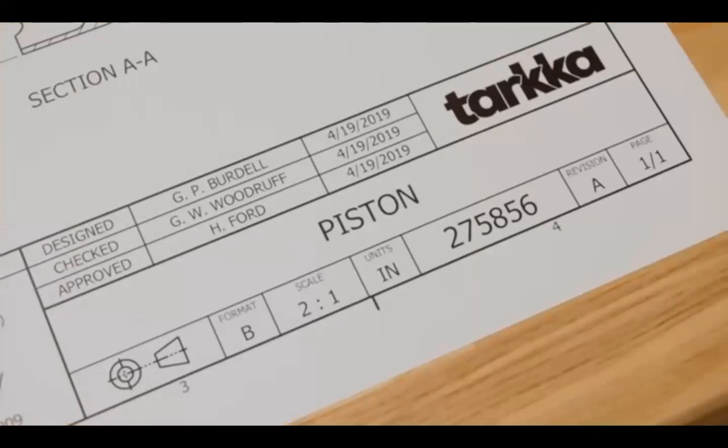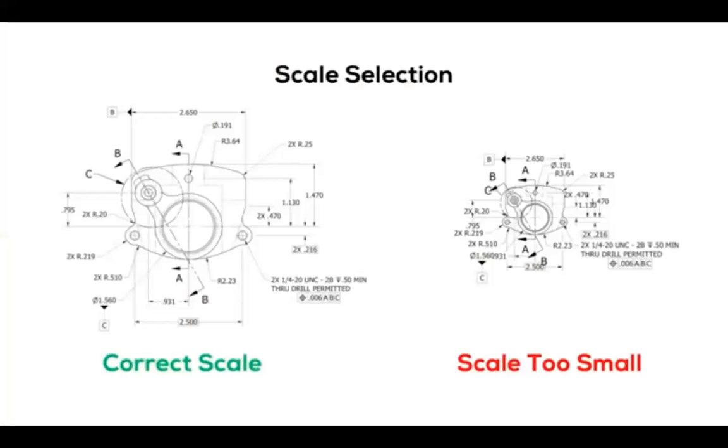The title block gives information about the company and people responsible for the design, as well as the drawing name, number, and revision. It also specifies the sheet size and primary scale, and you'll want to choose these so that you have enough room to place all the dimensions in each view.